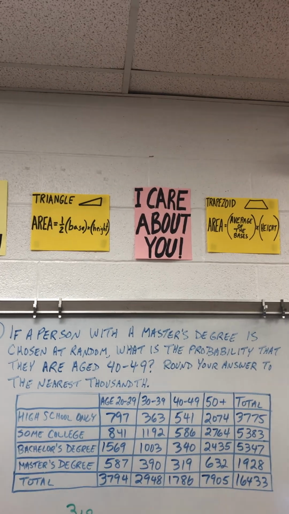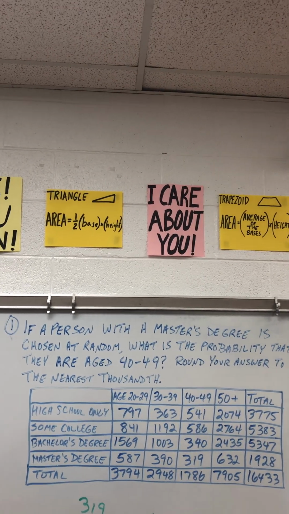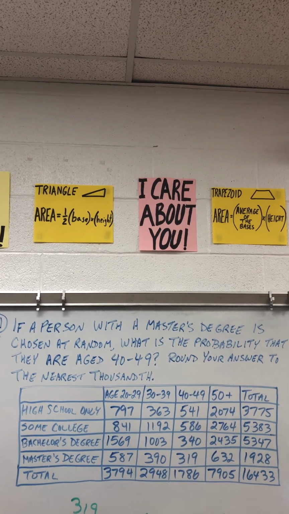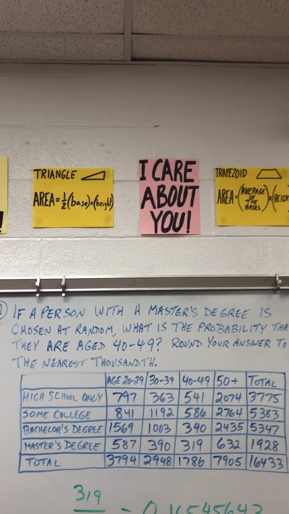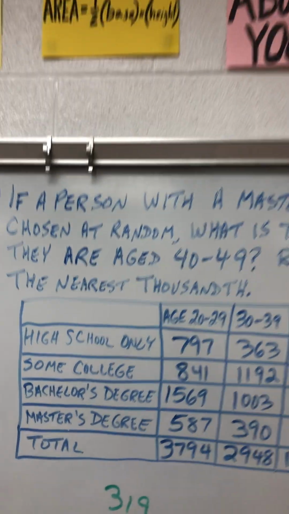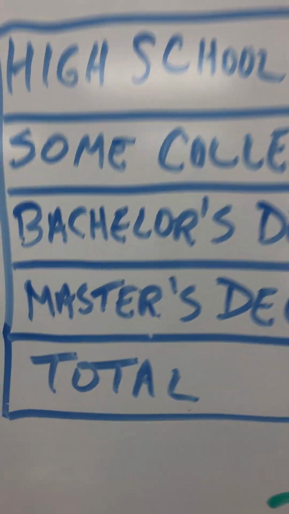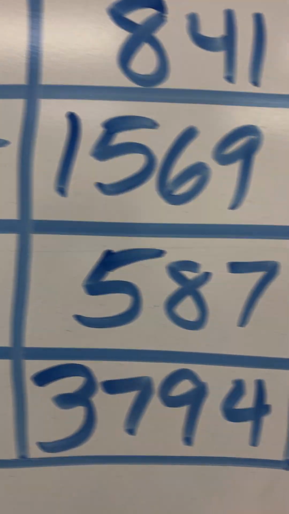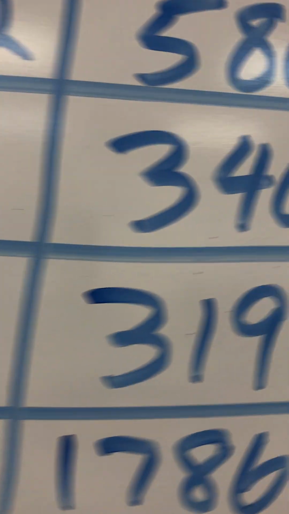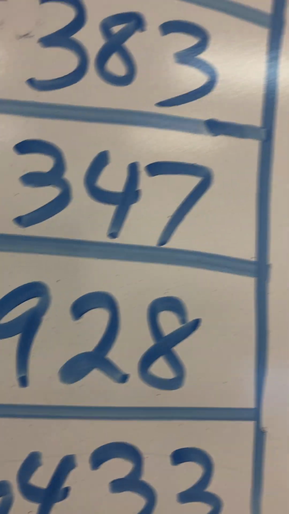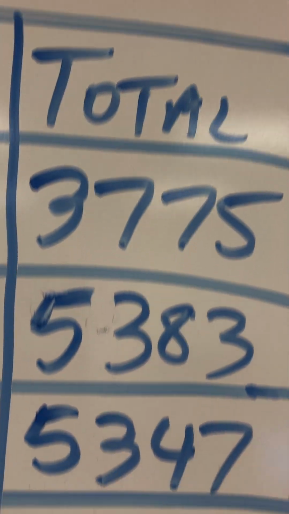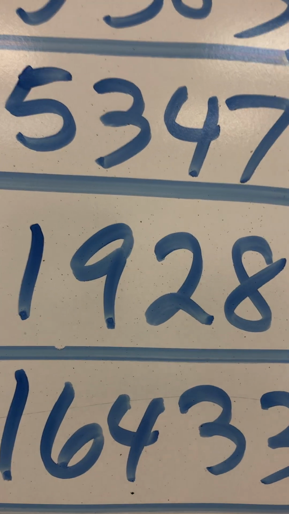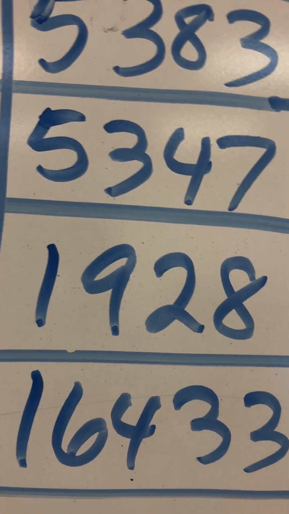So, for example, if a person with a master's degree is chosen at random, immediately it says a person with a master's degree. You need to look only at the people with a master's degree, okay? So you're just gonna look at this line right here. And it has a total, you look at the total of 1928. That is the number you're gonna use on the bottom, right?